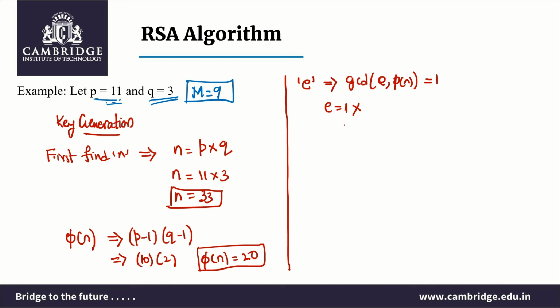And then let's say 2. Now when I say 2, I'm talking about the GCD of 2 and 20. It's not equal to 1. When I consider e equal to 3, is the GCD of 3 and 20 equal to 1? Obviously, yes. So you got your e. Therefore, e is nothing but 3.